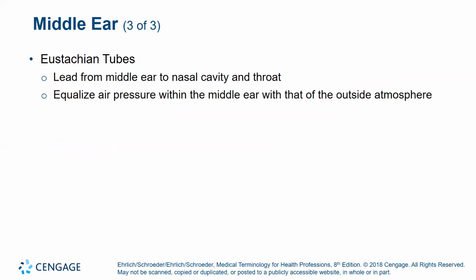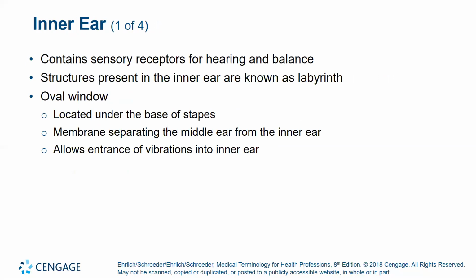We have the eustachian tubes. These lead from the middle ear to the nasal cavity and throat. They equalize air pressure within that middle ear with that of the outside atmosphere. We have the inner ear, contains sensory receptors for hearing and balance. Oval window then is located under the base of the stapes. The membrane separating the middle ear from the inner ear, and this allows entrance of vibrations into the inner ear.